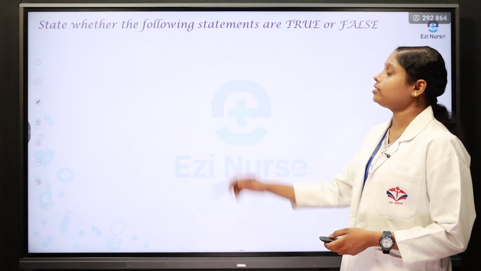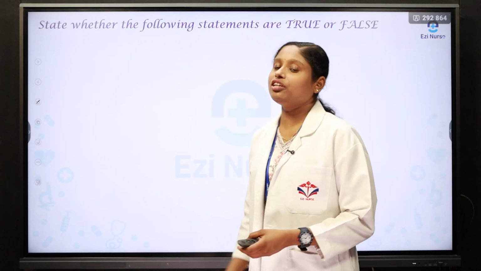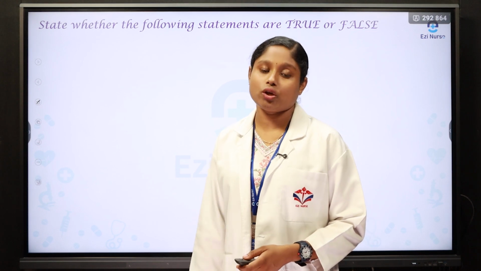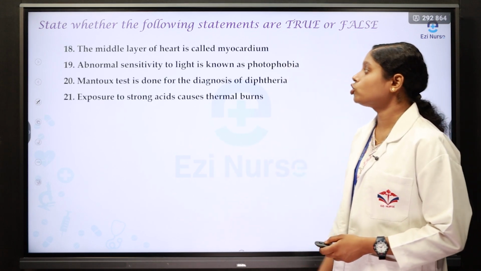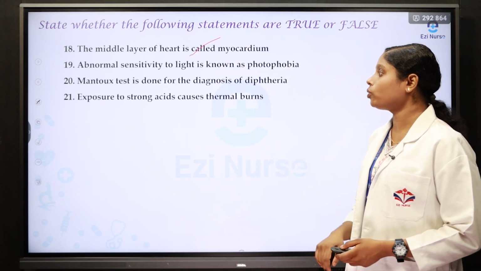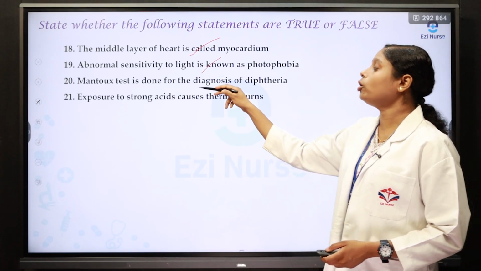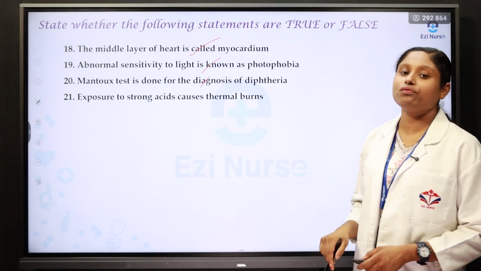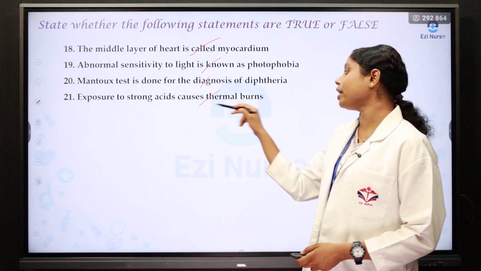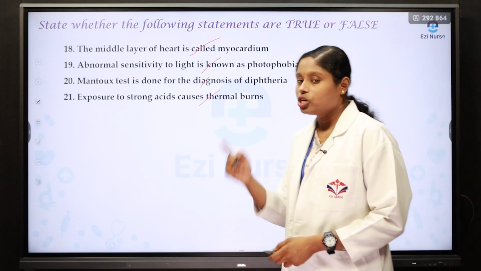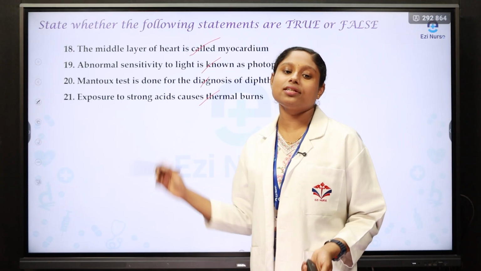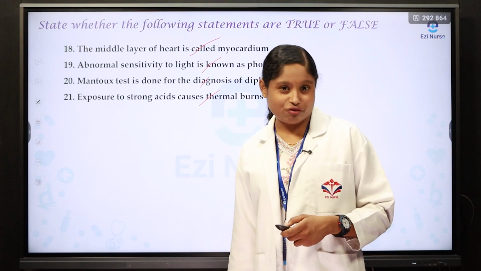Continuing, the next category of questions will be state whether the following statement is true or false. You will get 4 true or false questions. The middle layer of the heart is called myocardium. Abnormal sensitivity to light is known as photophobia. Mantoux test is done for diagnosis of diphtheria. Exposure to strong acid causes thermal burns. So think, students, what will be the answer? Either the statement is true or false.